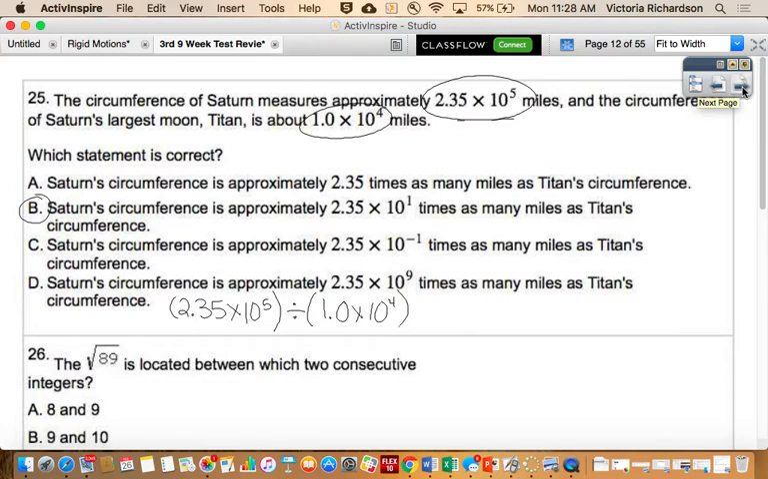The circumference of Saturn measures approximately 2.35 times 10 to the 5th miles, and the circumference of Saturn's largest moon, Titan, is about 1 times 10 to the 4th. Which statement is correct? We have to divide. So Saturn's circumference is about 2.35 times 10 to the 1st times as many miles as Titan's. Make sure you do it in the calculator, use your parentheses, and figure out how many times something smaller can go into something bigger.